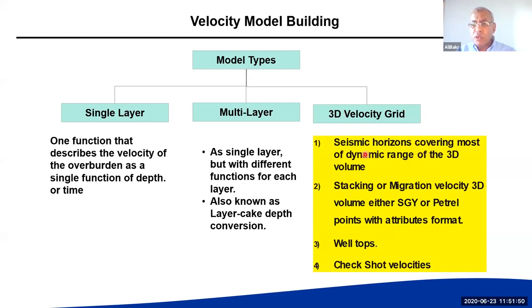In that velocity model, we have the seismic horizon in the time domain that covers the area. We have the stacking velocity that comes from the processing center, or migration velocity. And we have the well tops as calibrations. And then we have the check shot velocities. We use those four together to build a 3D velocity model grid. And this grid will produce a 3D velocity model where I can bring my faults, my fault planes and my horizons together into that model and get my model into the depth domain.